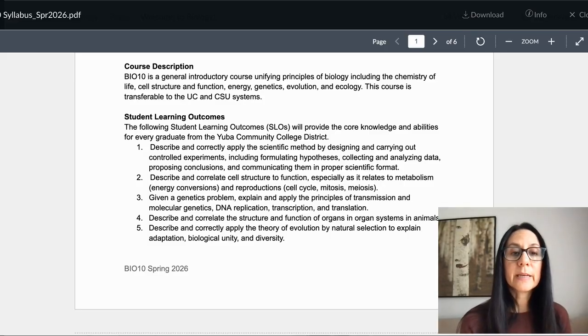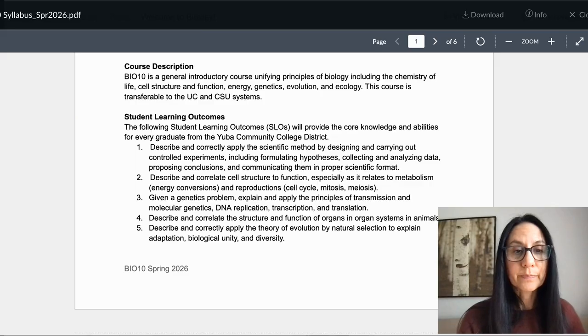The third one is, given a genetics problem, explain and apply the principles of transmission and molecular genetics, DNA replication, transcription, and translation. The fourth one is describe and correlate the structure and function of organs and organ systems in animals. And the last one is describe and correctly apply the theory of evolution by natural selection to explain adaptation, biological unity, and diversity. So this class is covering a large range of topics, and it moves pretty quickly, and we go through a lot of stuff in here.